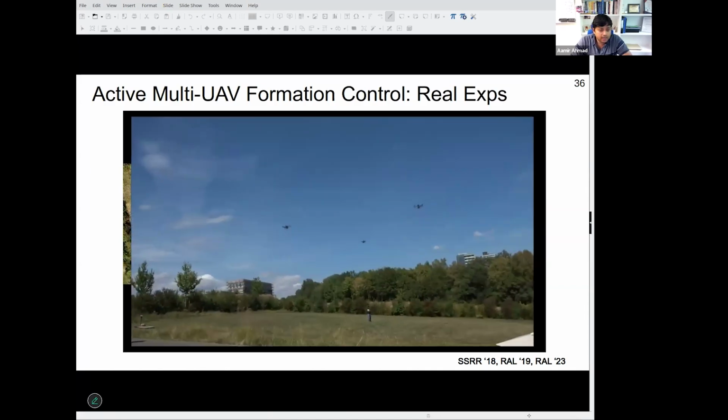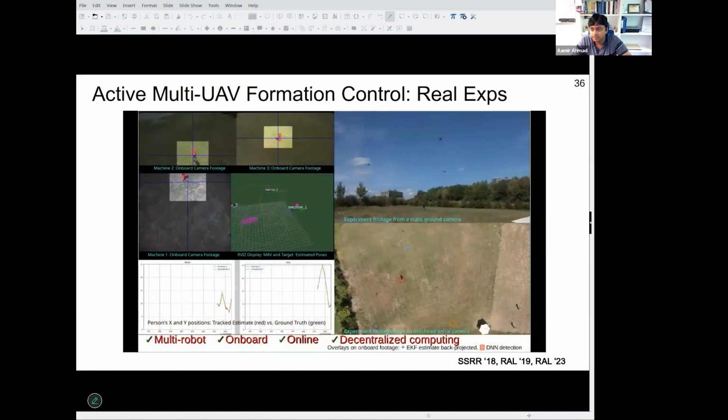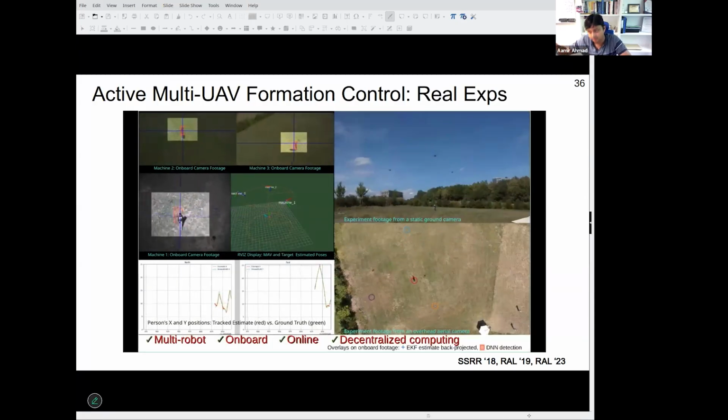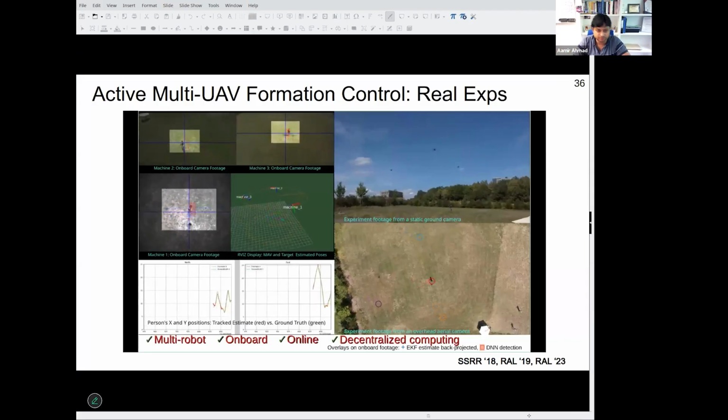Yeah. And in these experiments, we also show that the person could be changing pose arbitrarily, which did not significantly impact how the position of the person was estimated, and therefore the formation was also quite stable around the person.